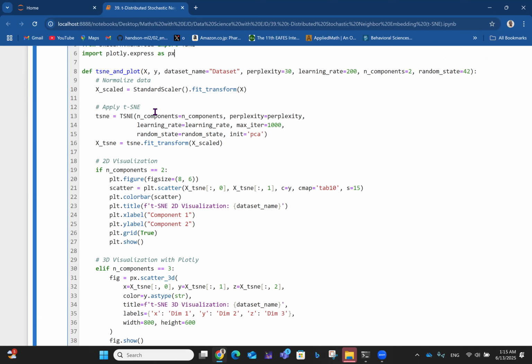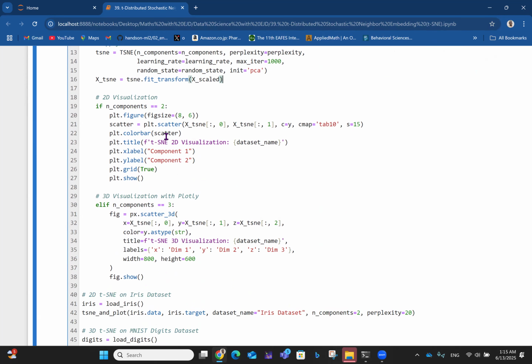Then apply t-SNE. So n_components is n_components, perplexity is perplexity, learning rate is learning_rate. max_iter, instead of the n_iter we saw before, is 1000. Random state is random_state. Initialization is PCA. PCA is what you start with and then you build on that. Then X_tsne is equal to tsne.fit_transform. This is where you train the model with the data.